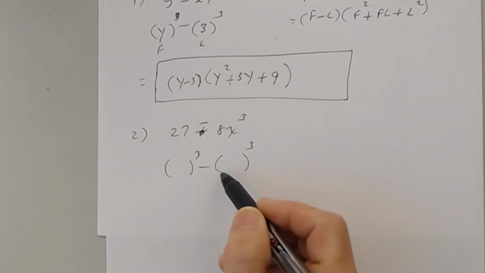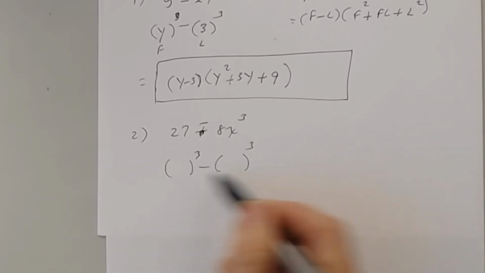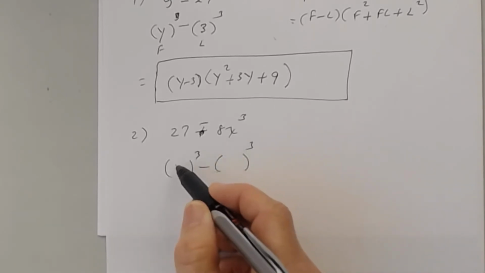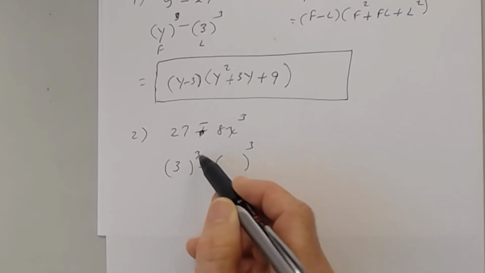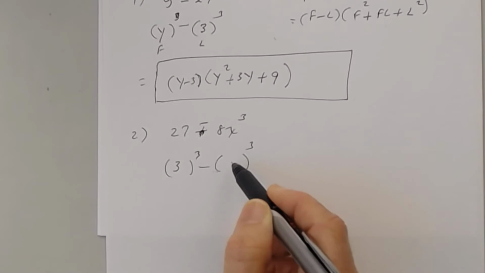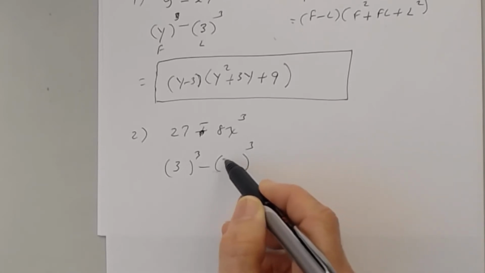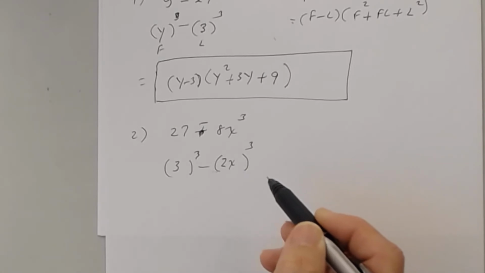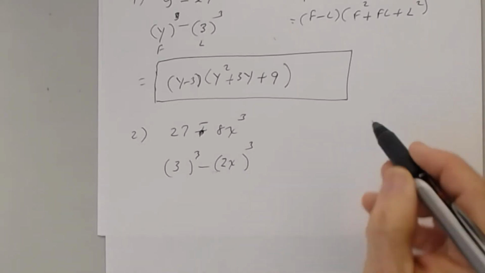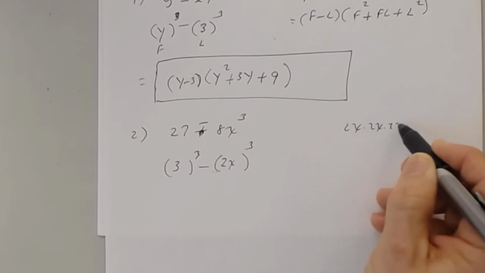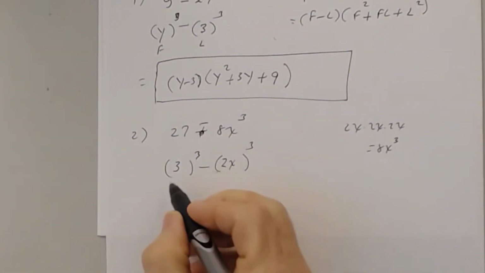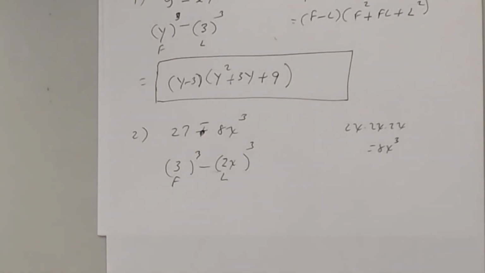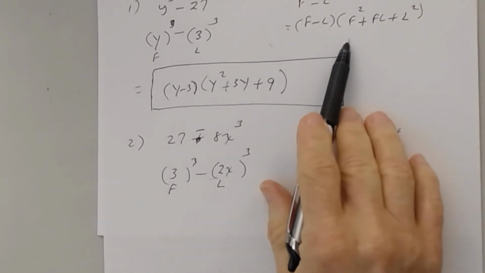Fill in those parentheses. It is helpful to do this here. What goes inside the first parentheses? 3. Because 3 times itself 3 times is 27. What goes inside the second parentheses? 2x. Because 2x times 2x times 2x is 8x cubed. So here is your F, here is your L. It helps to denote those. And then all you do is just use your formula.